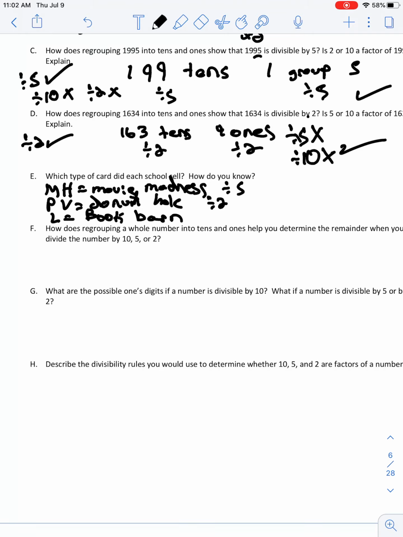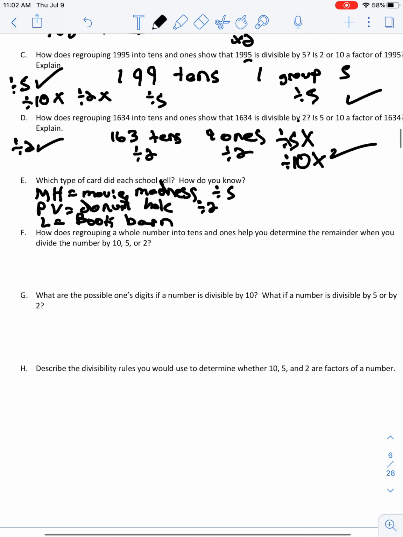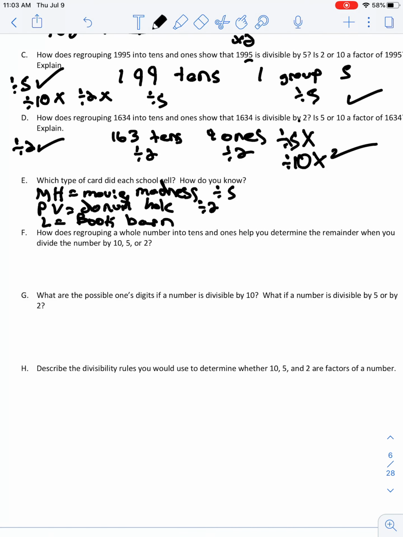How does regrouping a whole number into tens and ones help you determine the remainder when you divide the number by 10, 5, or 2? Well, if we break the whole number into tens and ones, for example, let's go with 1634, one of the numbers used above. If I break this into tens and ones, I get 163 tens, and I get 4 ones. To determine the remainder, I know that 5 does not go into this number, right? So if I divide 5 into this number, I know that 5 goes into this, but it does not go into this. So we can divide this, and we will get our remainder.